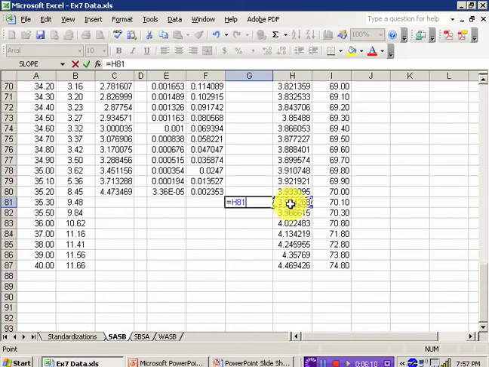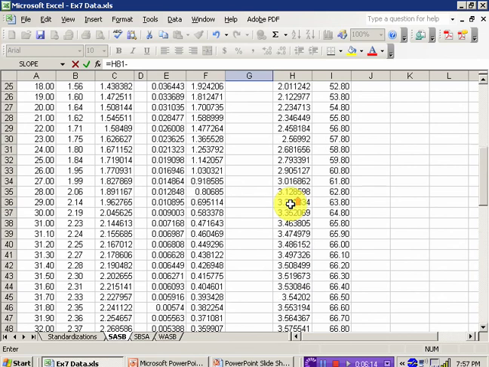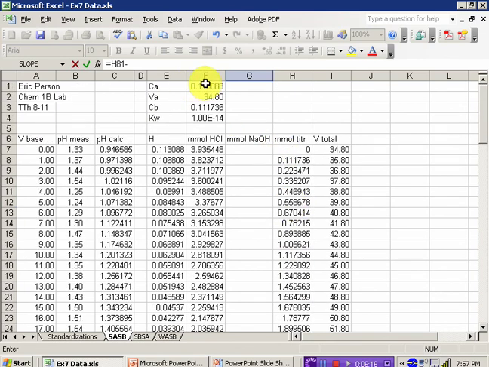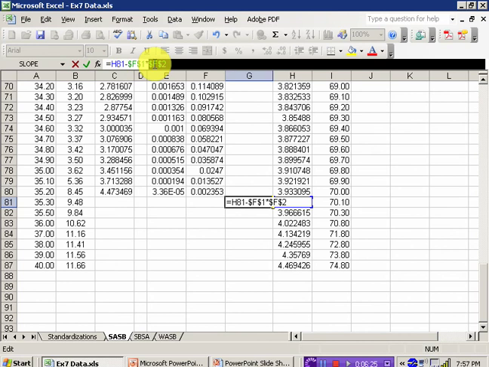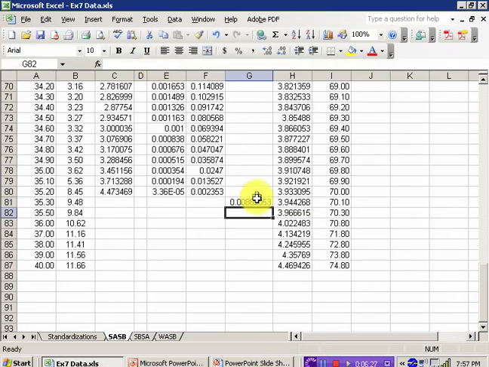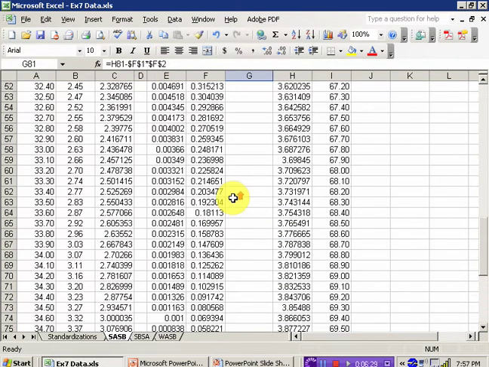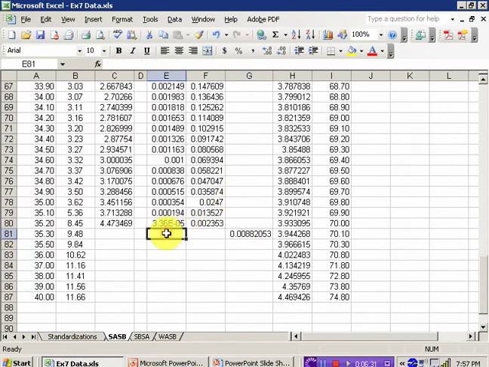This was my millimoles of sodium hydroxide is equal to the millimoles of hydroxide that I've added minus the concentration of acid times the volume of acid. In other words, the amount of hydroxide I added minus what was consumed by the acid. Okay, and that gives me sodium hydroxide.